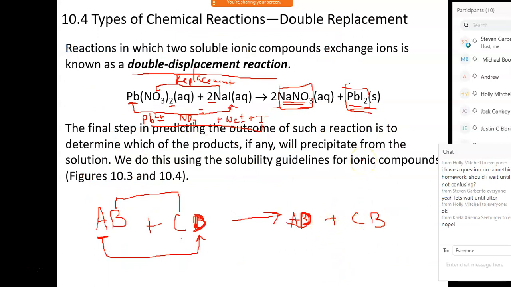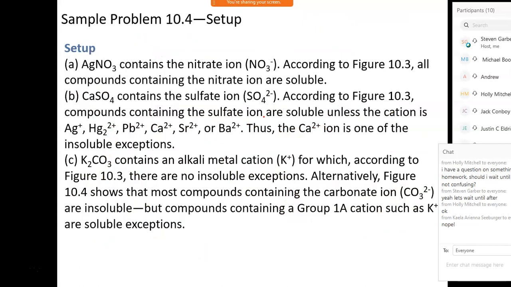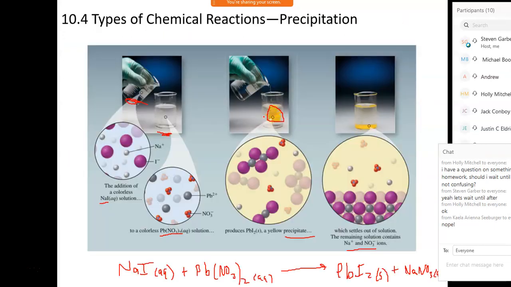To go back to the original problem, let's go back to this. So in this case, this is basically what we're doing. The sodium iodide, the sodium pairs up with the nitrate. That's how we get NaNO3. And then the lead, which has a 2+ charge, pairs up with the iodine to give me the PbI2. And I'm forming a solid.